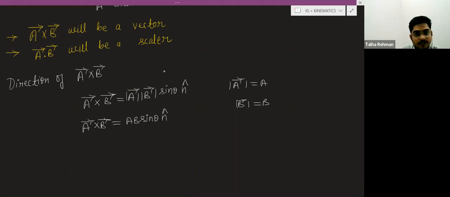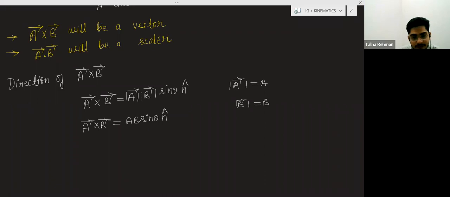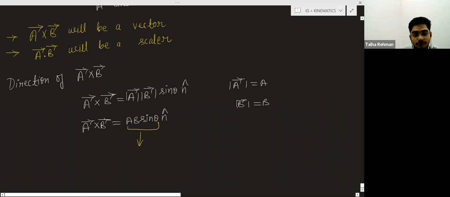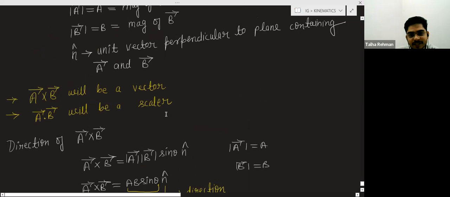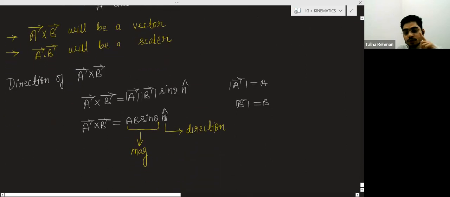Basically, now see here, A cross B, I have told you, is a vector. This AB sine theta is the magnitude of A cross B vector, and this n cap will decide the direction. And what is this n cap? This n cap is a unit vector in the direction perpendicular to the plane containing A vector and B vector.